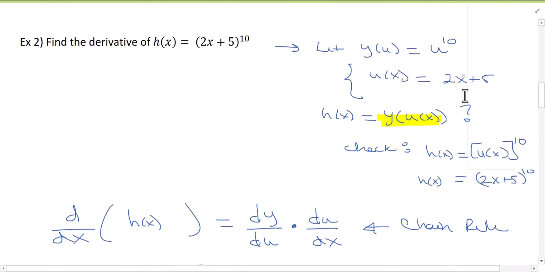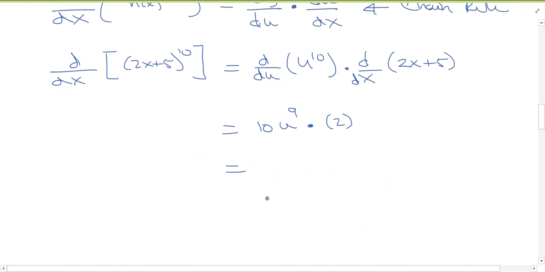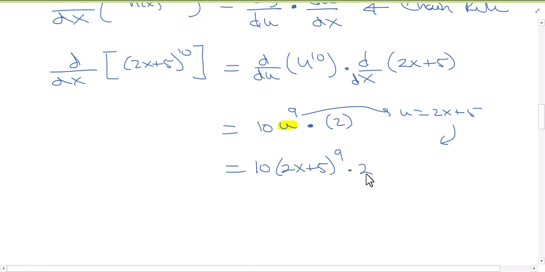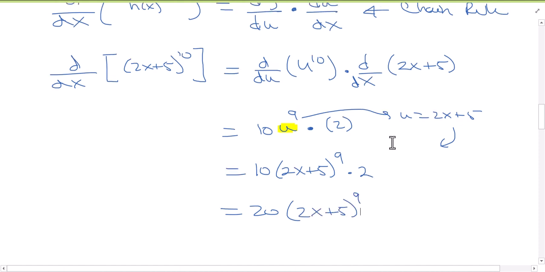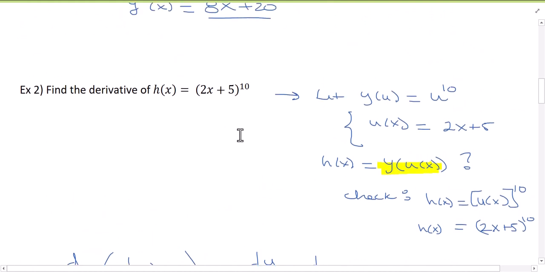Up here, u is 2x plus 5. So now I substitute my value of u. And make a note here, u is 2x plus 5. So we substitute that in. So I'm going to have 10 times (2x plus 5) to the 9th, and then times 2. So our final answer is 20 times (2x plus 5) to the 9th. So that will be our derivative for this function.